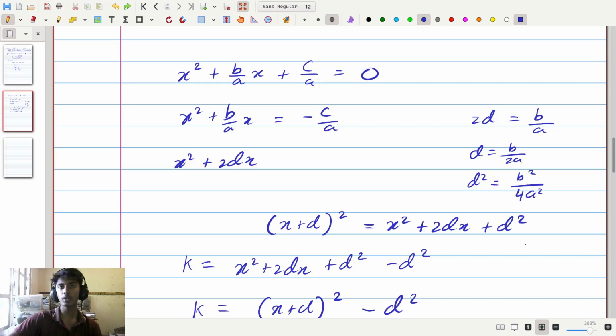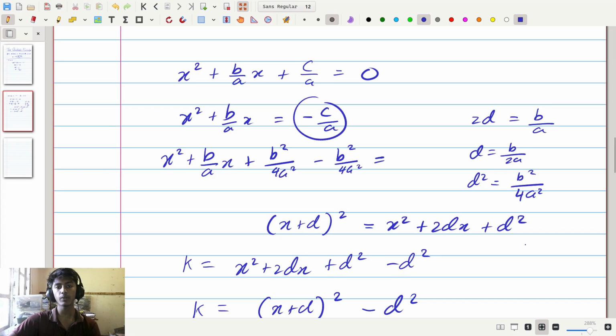Therefore, in order to complete the square, what we need to do is to add plus d squared and subtract plus d squared. So what we need to do in this case is to add b squared divided by 4a squared and then immediately subtract b squared divided by 4a squared. So in the next line, let's do exactly that and write x squared plus b divided by a x plus b squared divided by 4a squared, and then immediately minus b squared divided by 4a squared, and this should be equal to the thing on the right, which is negative c divided by a.